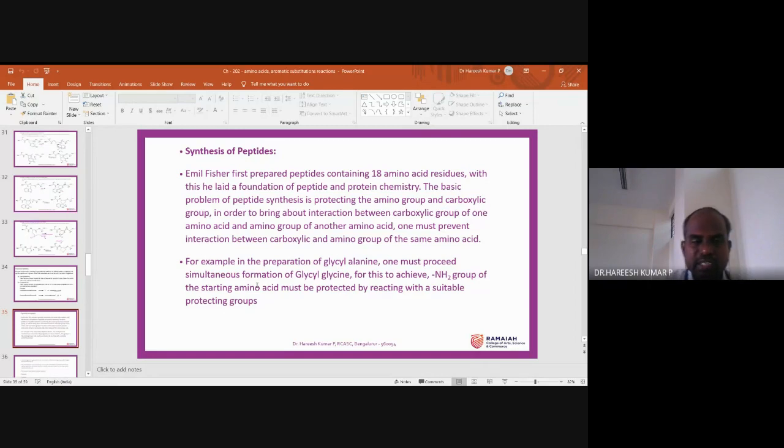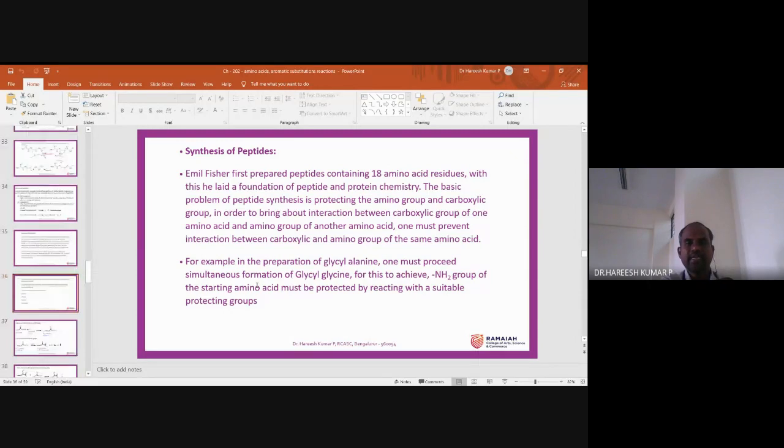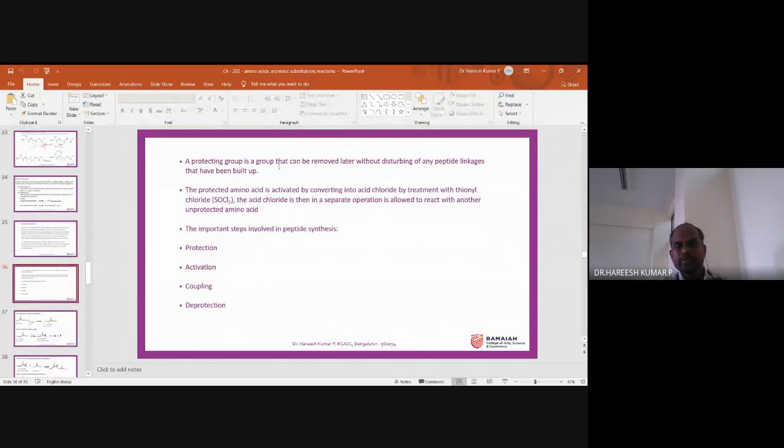Then we should know what a protecting group is. I will explain that in the next slide. A protecting group is a group that can be removed later without disturbing any peptide linkage that has been built up. So a protecting group is one which can be removed later without disturbing the peptide linkage.